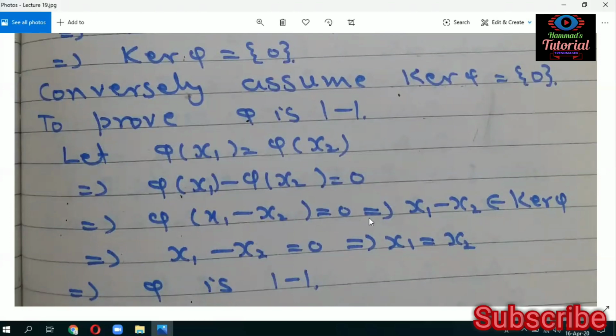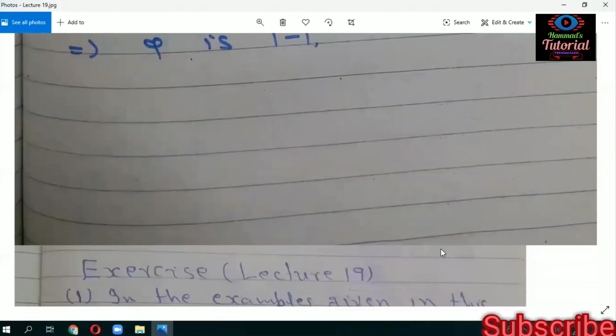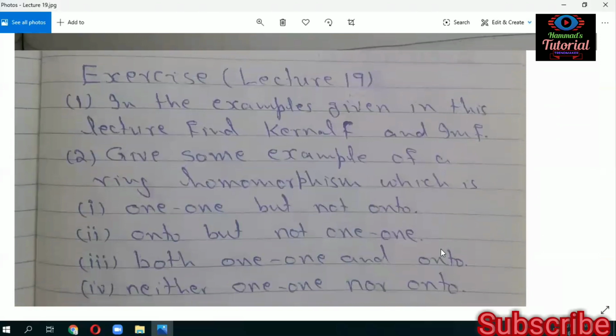It means x1 minus x2 belongs to kernel of phi. But by hypothesis, here we have assumed that kernel phi contains only 0. It means x1 minus x2 is equal to 0, and this implies x1 is equal to x2, and this implies phi is 1-1. Next we have the exercise for this lecture number 19.